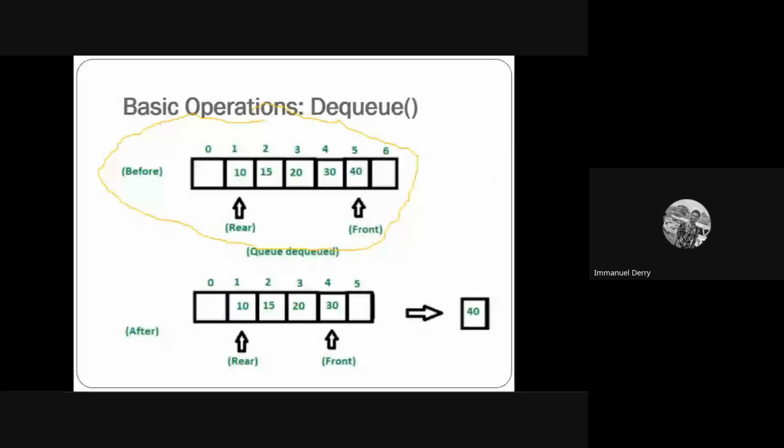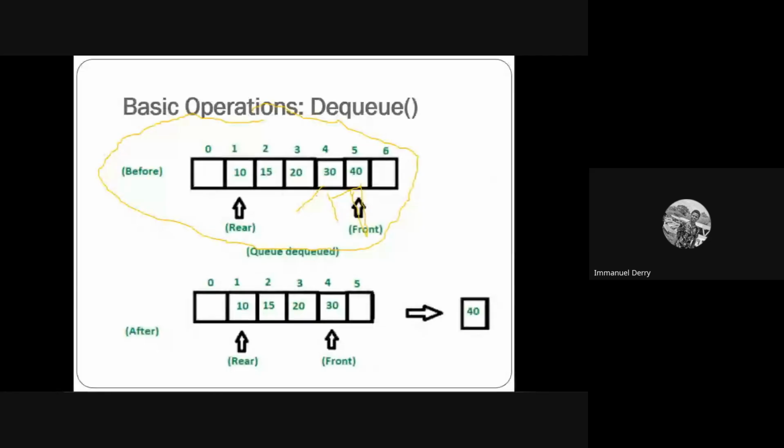So obviously, let's ignore the 0 and the 6, we have 1, 2, 3, 4, 5. So we are trying to now dequeue the element 40 from the queue. And all we have to do is just change the pointer, which is pointing to the 40, to the next element, which is 30.